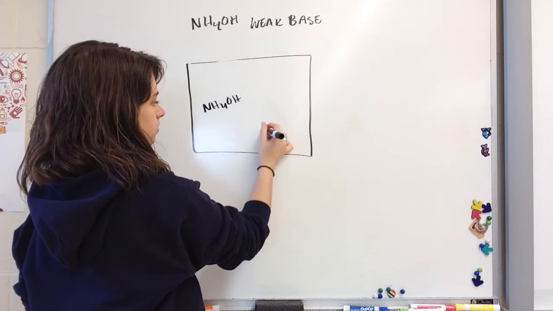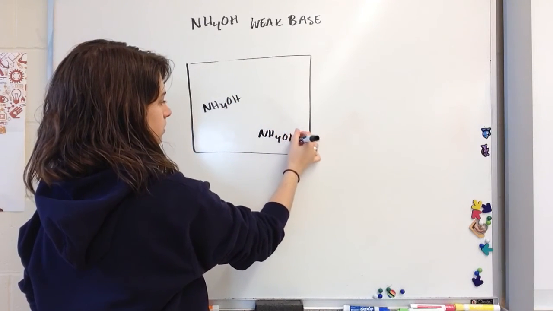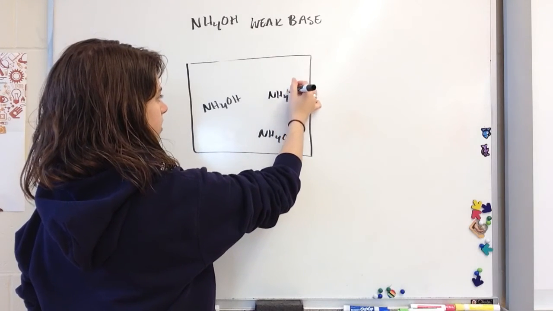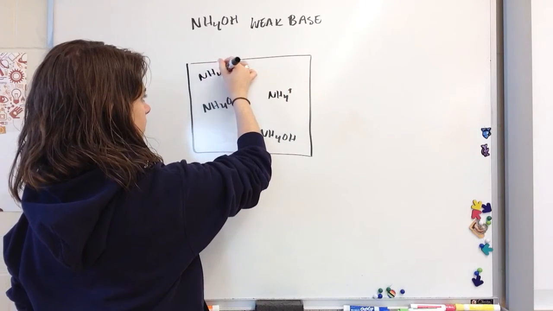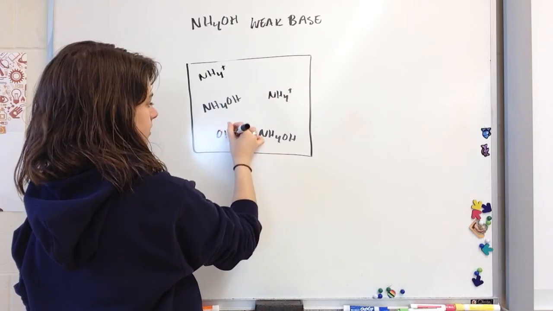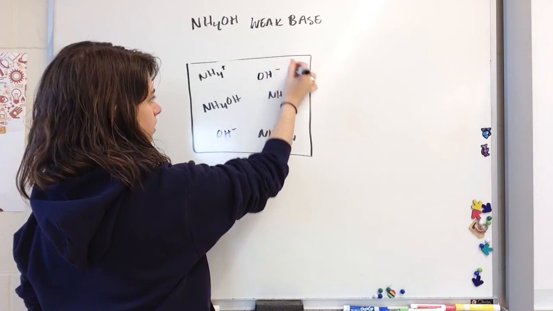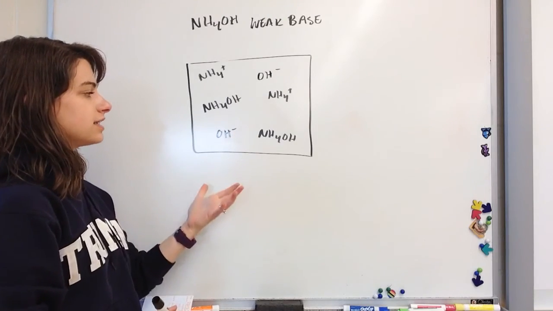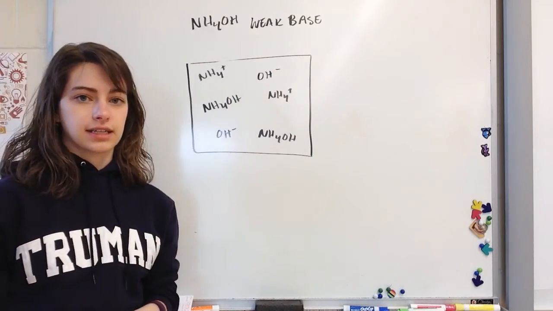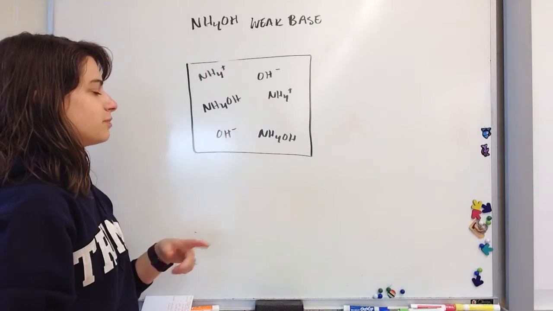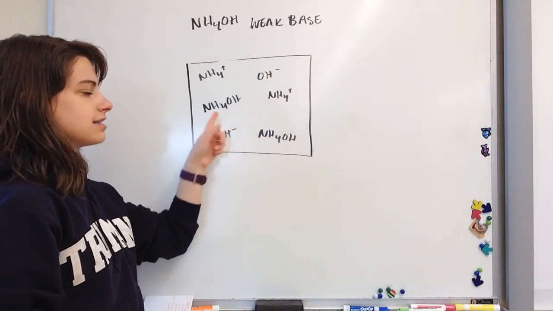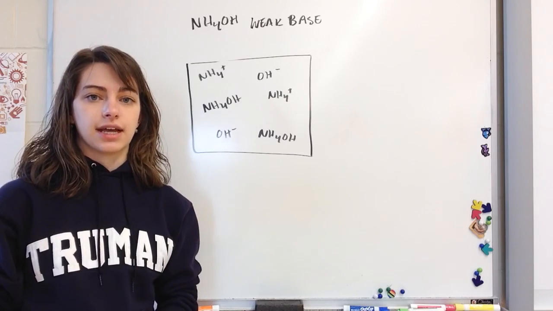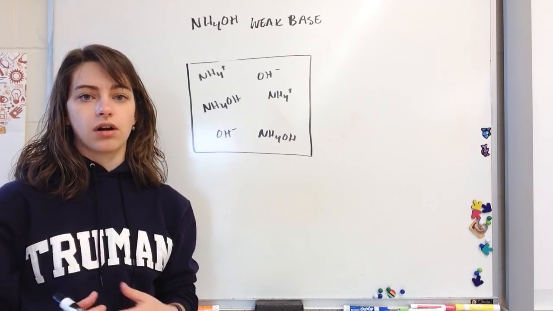So I'm going to see NH4OH. I'm also going to see NH4 plus. And I'm also going to see OH minus. So if I was given this particle diagram, I know that it's a base because I see the hydroxide ion. I know that it's a weak base because I see ions and I see the original compounds. So that's how we can use particle diagrams to represent strong or weak acids or strong or weak bases.